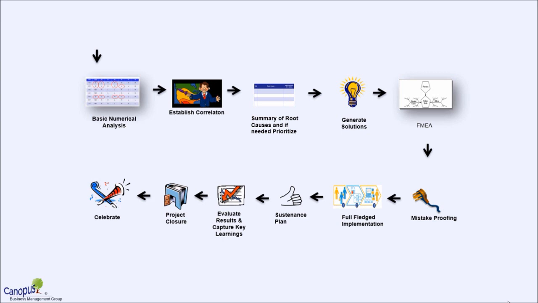Then you go for full-fledged implementation. Once that is done, you sustain the results and you plan for that sustenance. For Six Sigma, one of the biggest challenges is that projects certainly yield results, but it's very difficult to sustain those results over a long period of time. So sustenance is the next big part, and that is part of the control phase. Following this, you evaluate, summarize, get a sign off from the CFO on how much benefit the project has given to the organization, and you celebrate.